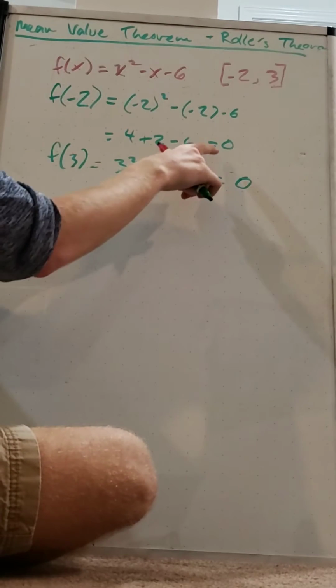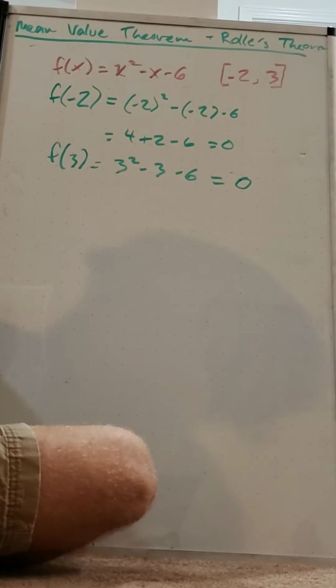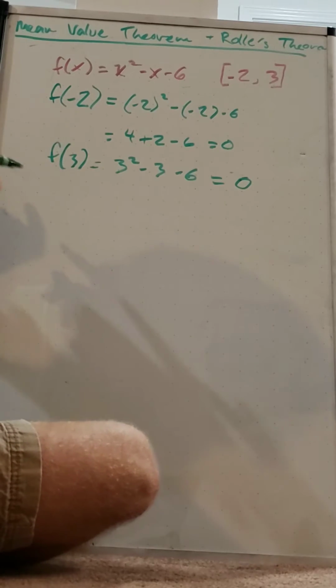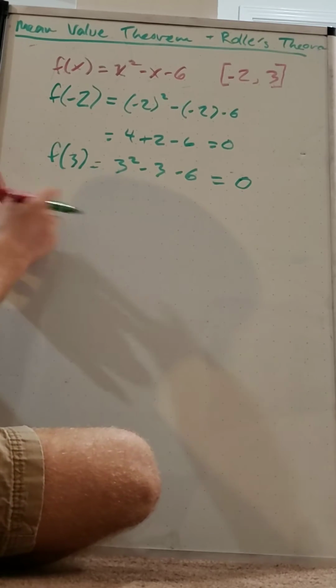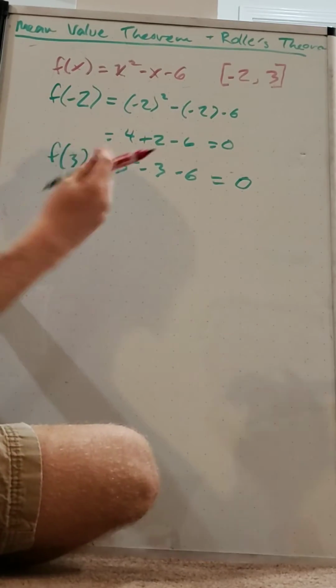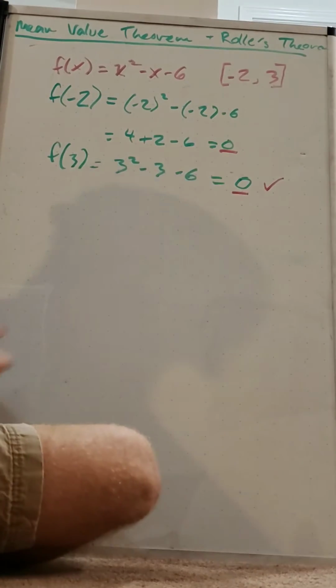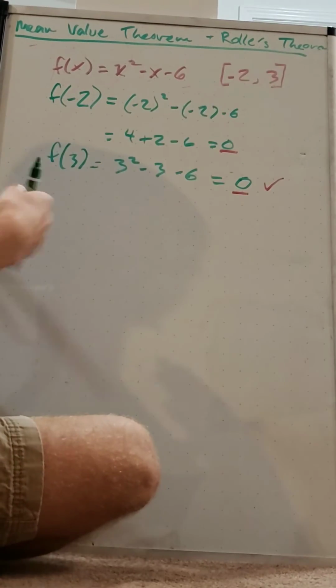And notice that these two don't have to be 0. Like this could be 3 and this could be 3. It doesn't have to be 0, because the average rate of change on that interval of that function will be 0 if they are the same. So Rolle's theorem applies to this because this and this are the same. The function values at these 2 points are the same.